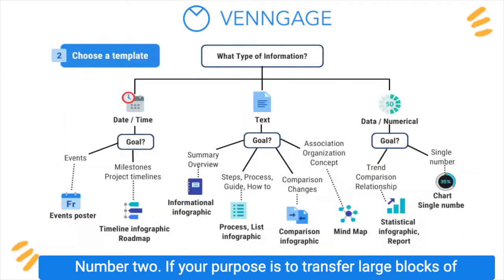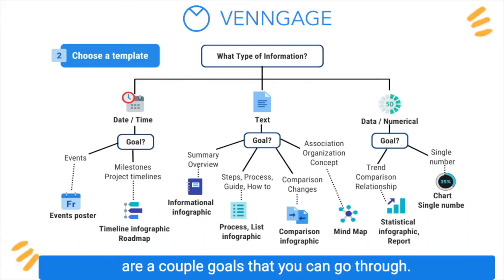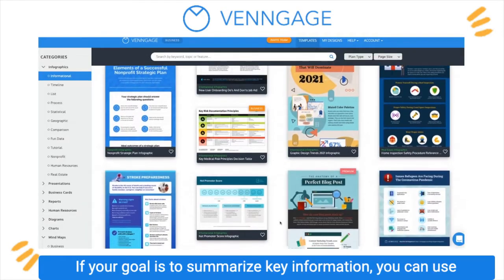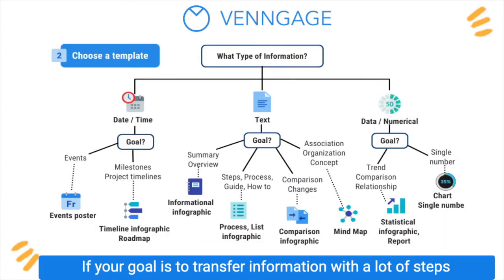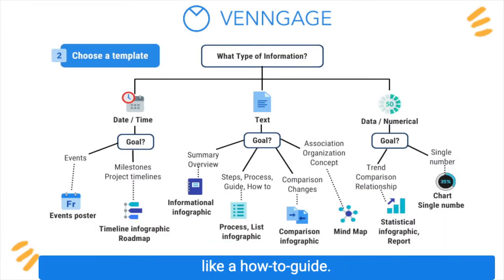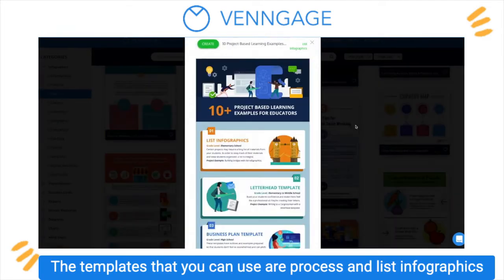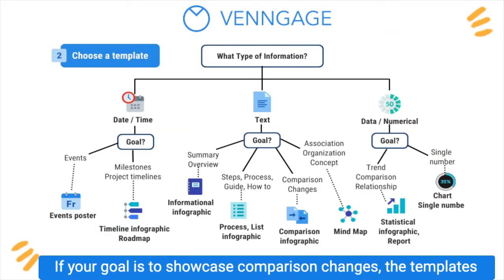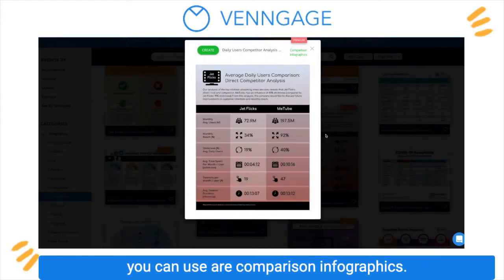Number 2, if your purpose is to transfer large blocks of dry text into simple and easy to read information, there are a couple goals that you can go through. If your goal is to summarize key information, you can use informational graphics to educate people. If your goal is to transfer information with a lot of steps, like a how-to guide, the templates that you can use are process and list infographics to explain a complex process. If your goal is to showcase comparison changes, the templates you can use are comparison infographics.